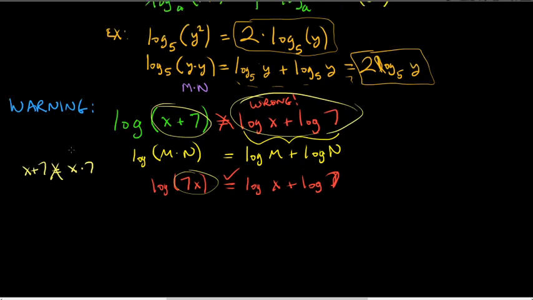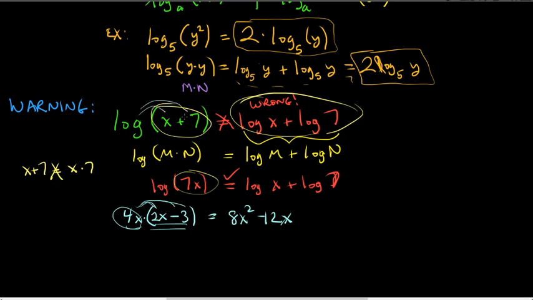And I understand the temptation. I understand why you would do this. After all, if I had, let's say, 4x times 2x minus 3, well, by now you know how to expand this out. You would do 8x squared minus 12x. You just do that instinctively because you're multiplying 4x times 2x minus 3, so you distribute the 4x. So then why don't I distribute the log?